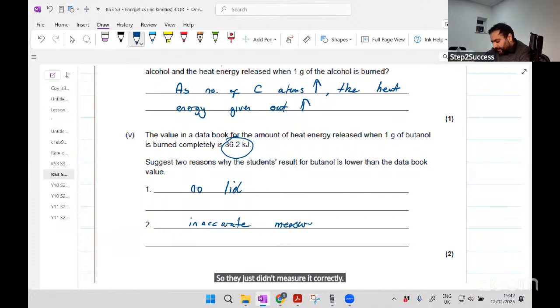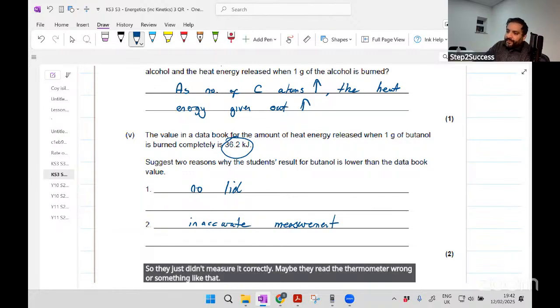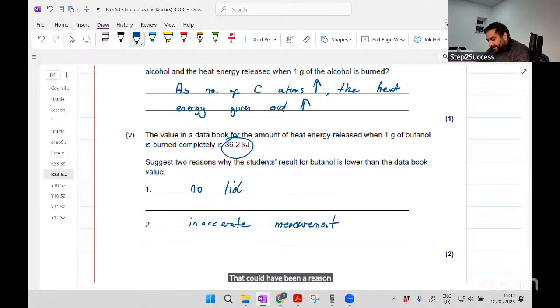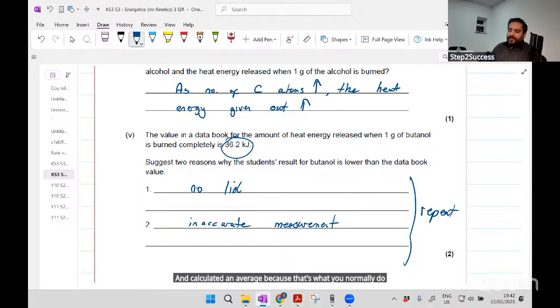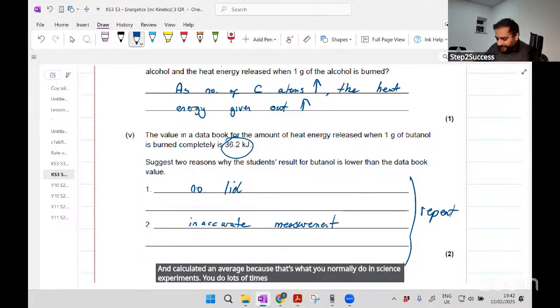Maybe they read the thermometer wrong or something like that. That could have been a reason. Or you could have said that it just might have been a wrong result. So they should have repeated it and calculated an average. Because that's what you normally do in science experiments. You do it lots of times and you get to an average.